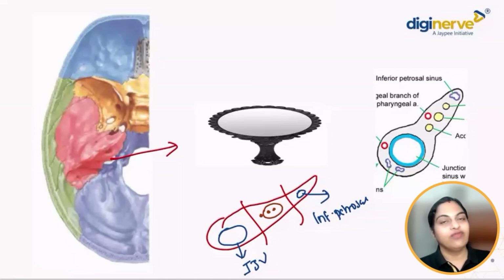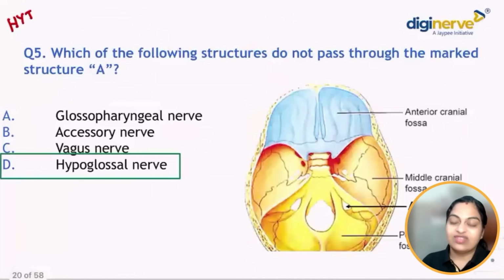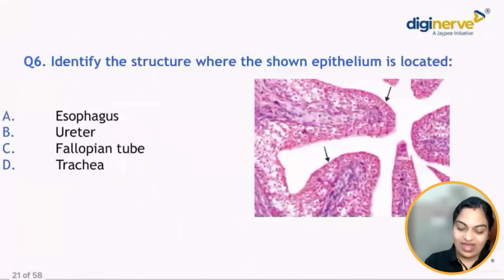One more question related to the same topic. A fracture of the base of the skull involving the jugular foramen and the 9, 10, 11 cranial nerves. What is it called? Anyone? Vernet syndrome. Very good. Okay. So the structure not passing through the jugular foramen, obviously, is the hypoglossal nerve, which passes through the hypoglossal canal.